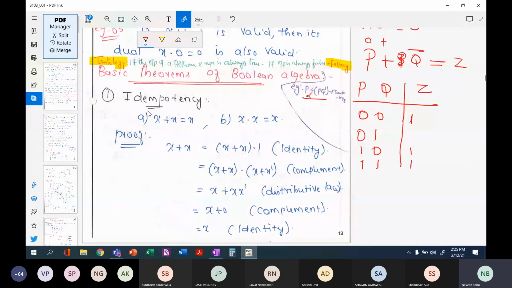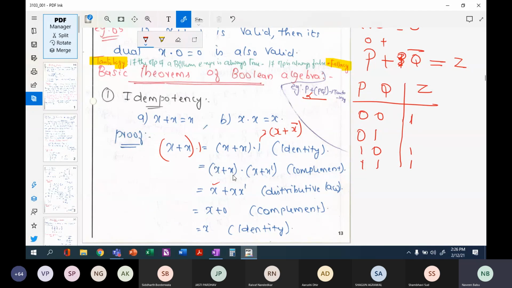Okay. Now, what is idempotency? If x plus x, then your output will be equal to x. Similarly, x dot x is equal to x. How can you prove this? X plus x can be written as x plus x multiplied with 1, and it doesn't change, right? By the identity rule. This 1 can be written as x plus x bar. X plus x bar is always 1. Right? So now you apply the distributive law.